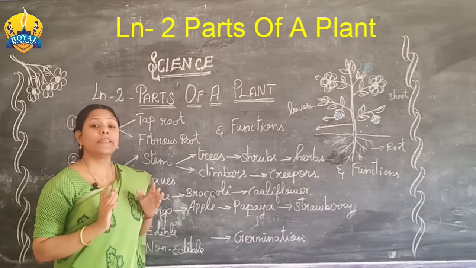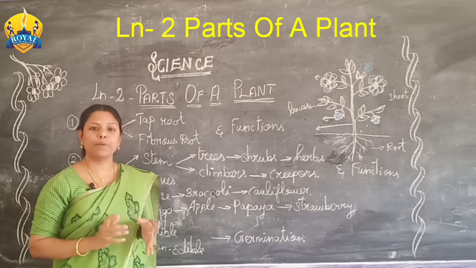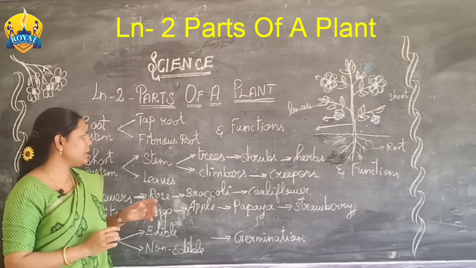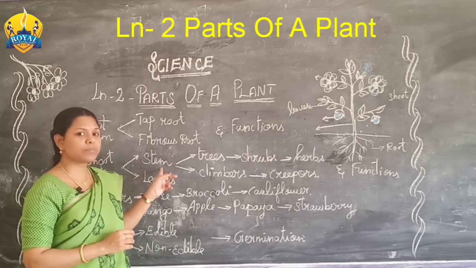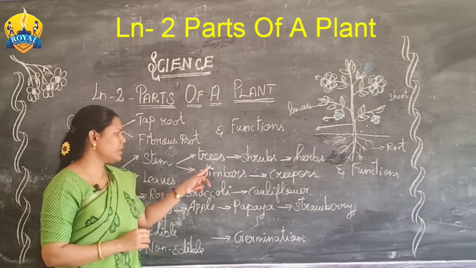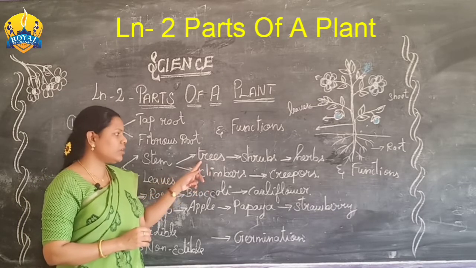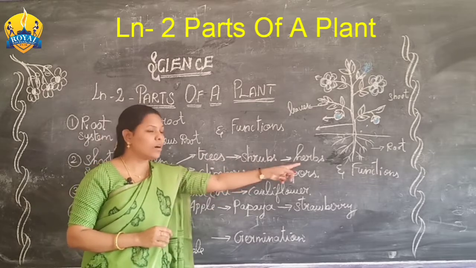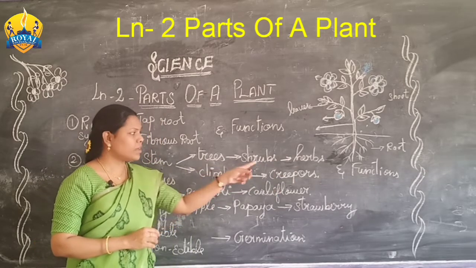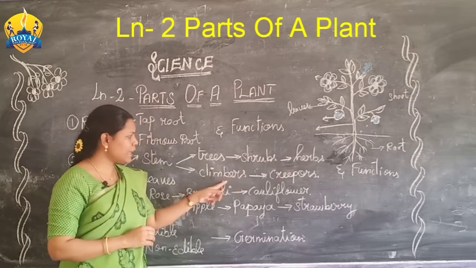These plants have different types of stems. There are 5 types: trees, shrubs, herbs, climbers and creepers.